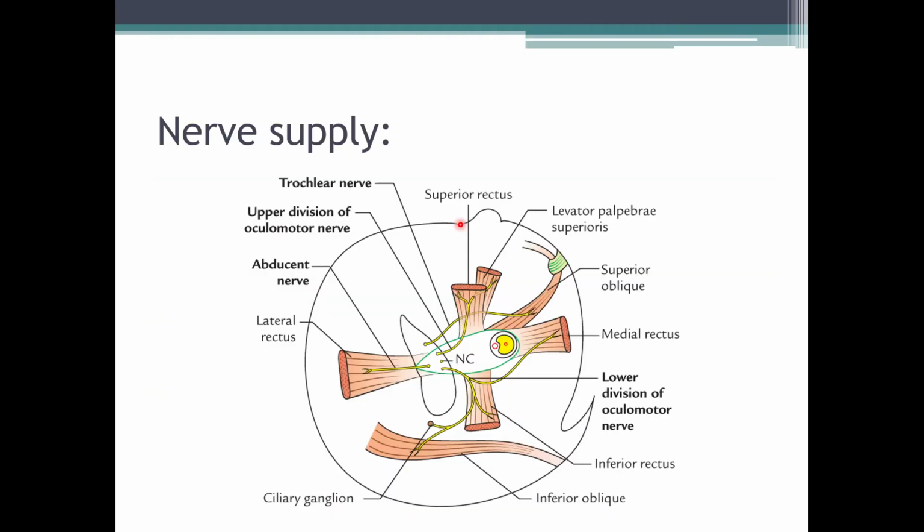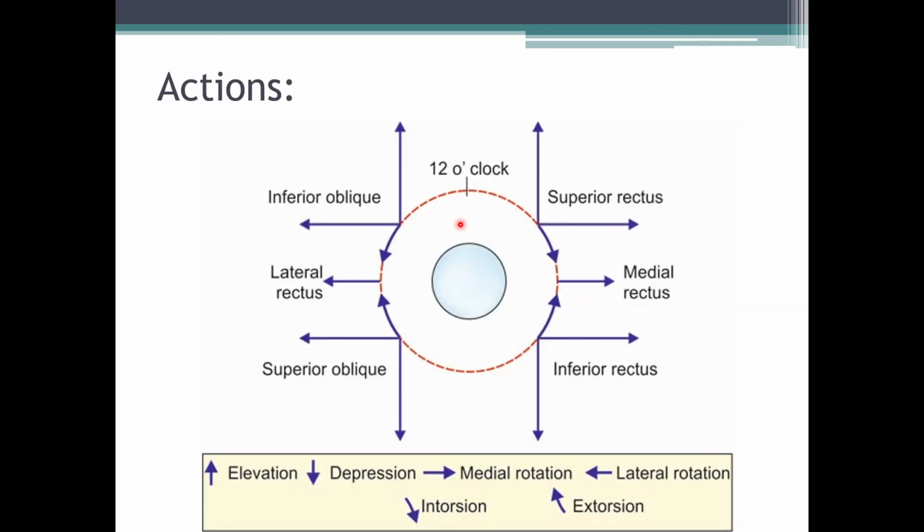Okay, so the nerve supply, you have to remember the dictum: SO4 LR6, all three. SO means superior oblique. SO4 is supplied by the fourth cranial nerve. And LR means lateral rectus, which is supplied by the sixth cranial nerve, that is the abducens nerve. We will discuss this nerve supply in detail in a while. So first, discussing the actions of these muscles.